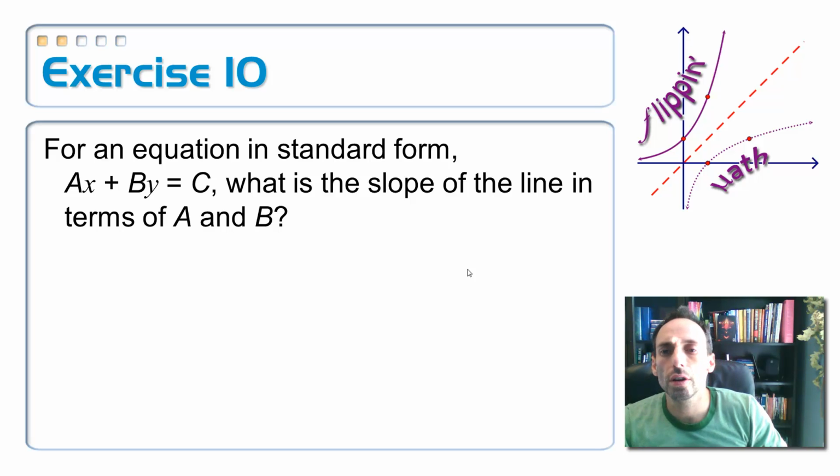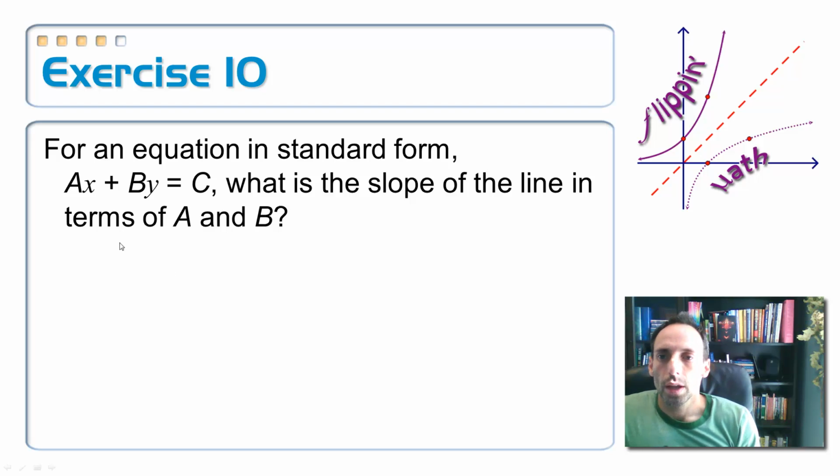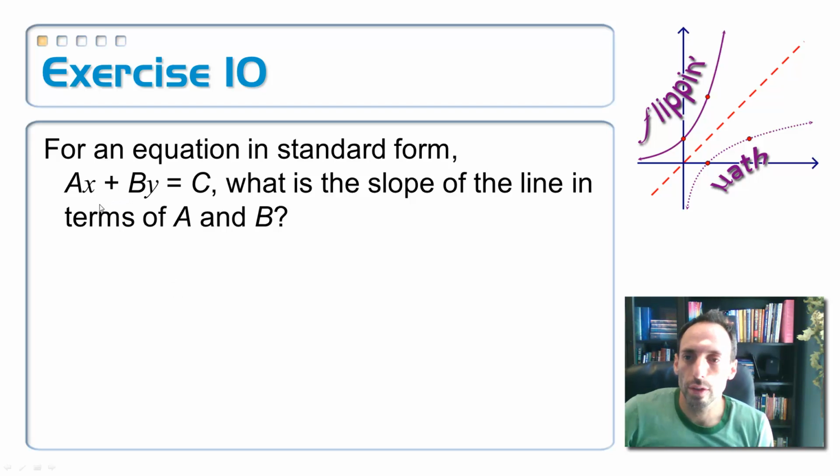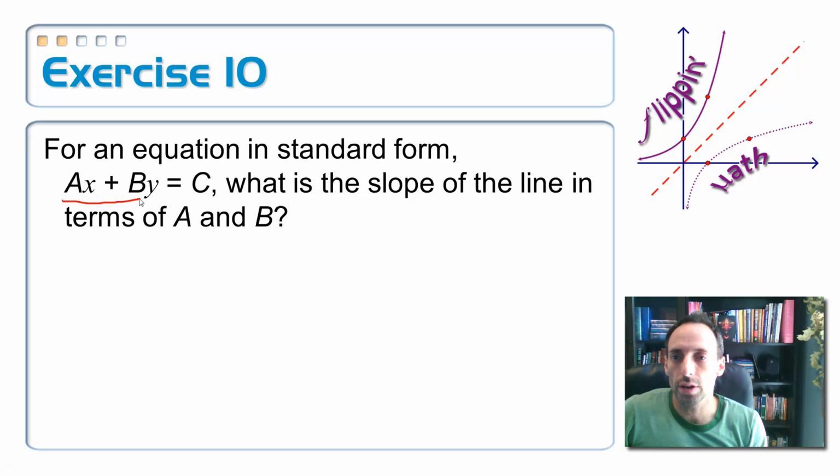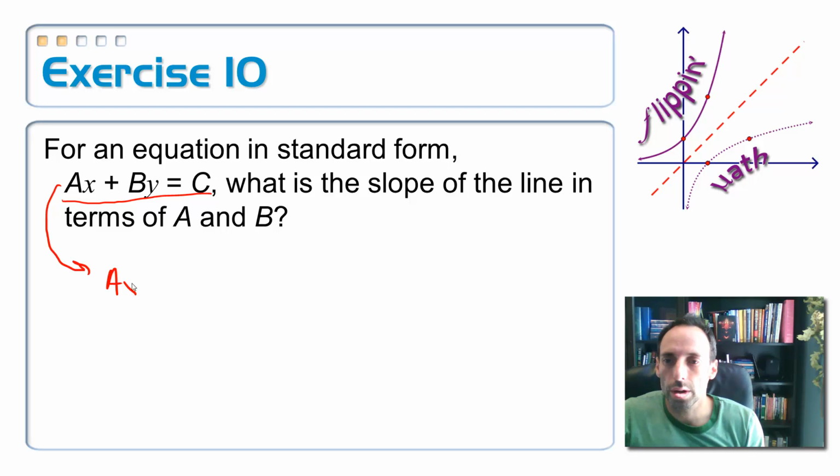For an equation in standard form, ax plus by is equal to c, what's the slope of the line in terms of a and b? So how do I get the slope if I just have standard form? Well, I know how to get the slope if it's in slope-intercept form, because it's the m on mx. So if I could just solve this thing for y, it would be in slope-intercept form, and I know what the slope is. So let me just write it down again.